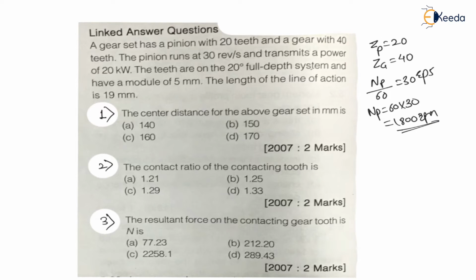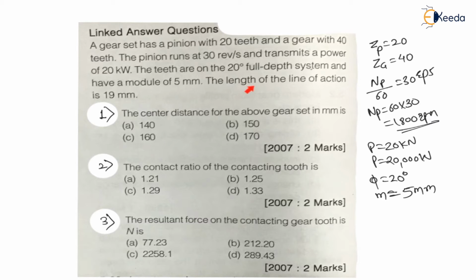Again, it transmits a power of 20 kilowatt. Here the power transmitted is 20 kilowatt, which is nothing but power equal to 20,000 watt. Then the teeth are on the 20-degree full depth system and have a module of 5 mm. 20 degree means it is the pressure angle. Phi is given as 20 degree and module m is given as 5 mm. It is the given data.